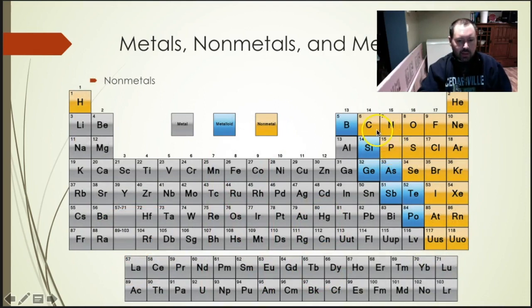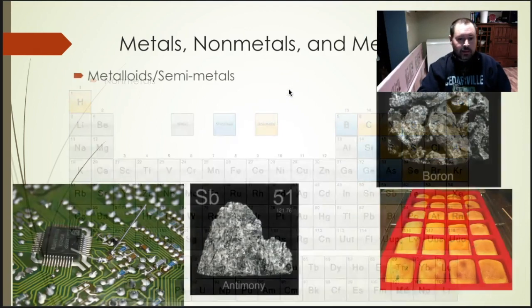Take a look at all the nonmetals. All the nonmetals are yellow. They're right here on the periodic chart. Helium is a nonmetal, but it belongs in family number 1, so it's kind of a black sheep of the family. But all the yellow ones are nonmetals. Remember, they don't conduct heat and electricity. You cannot hammer them into shapes. They do not have metallic luster, and many of them are gases.